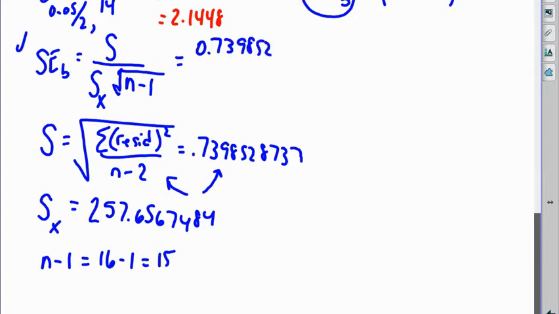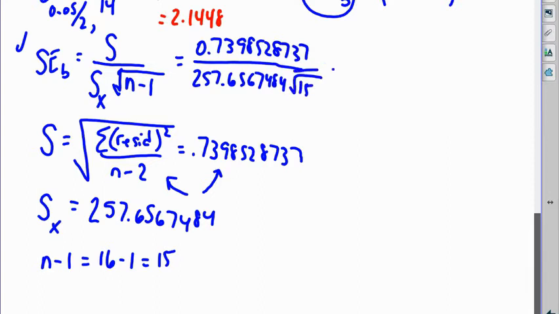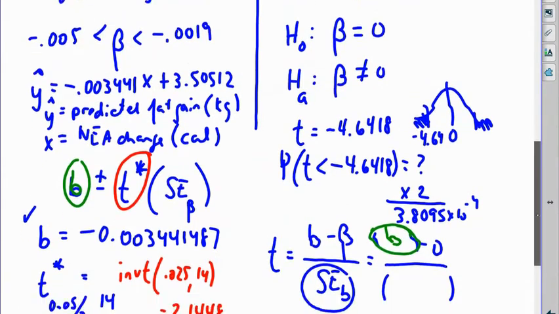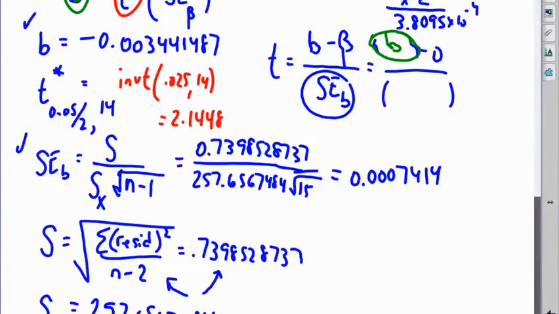0.7398528737 over 257.6567484 square root of 15, and I would have gotten a standard error for my slope of 0.000714. That number right there, that standard error of the slope, whoops, this thing, sorry about that.